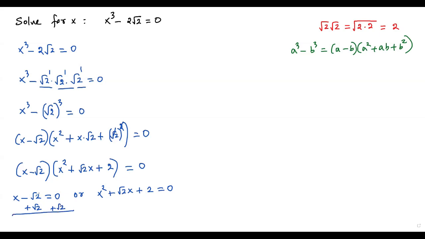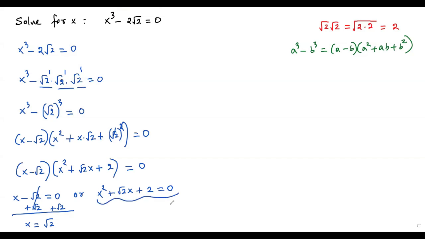So when I add square root of 2 to both sides, the negative square root of 2 will cancel out, and I'm just getting x. And on the right side, 0 plus square root of 2 is just square root of 2. So I got one of the values of x, that is x is equal to square root of 2. Actually, it's a cubic equation. Since the degree of this equation is 3, we'll be getting 3 values for x. I got one of the 3 values, that is x equals square root of 2.